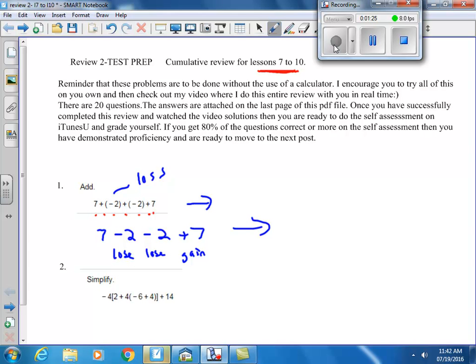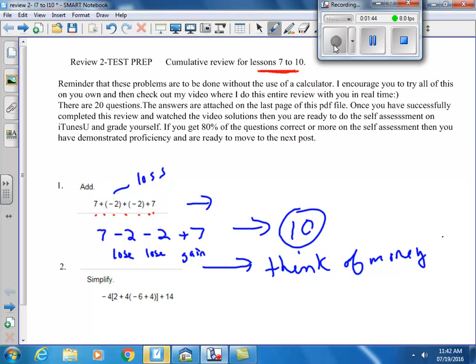Okay, so if I have $7 and I lose 2, I'm at 5, and I lose another 2, I'm at 3, and then I gain 7, so I'm at 10. So if it helps you, just note to self, think of money. And think about loss and gain.